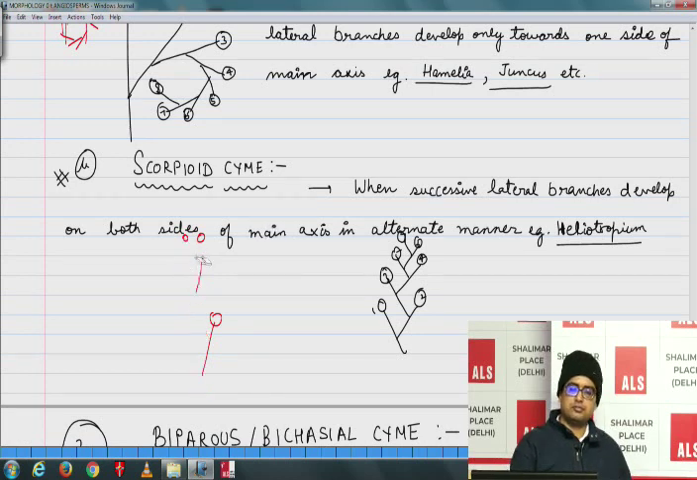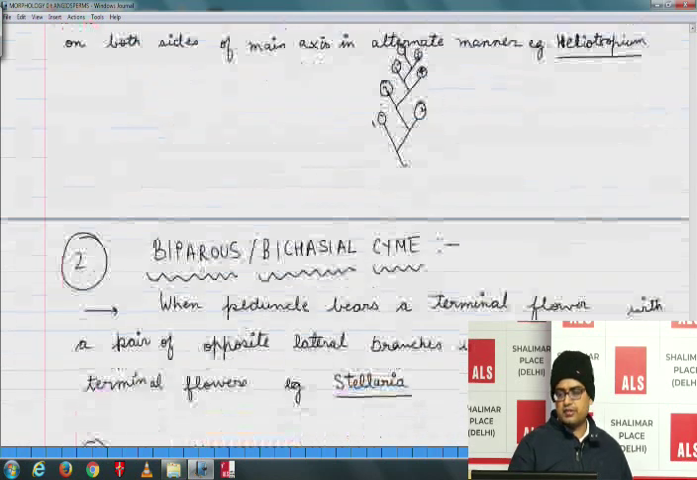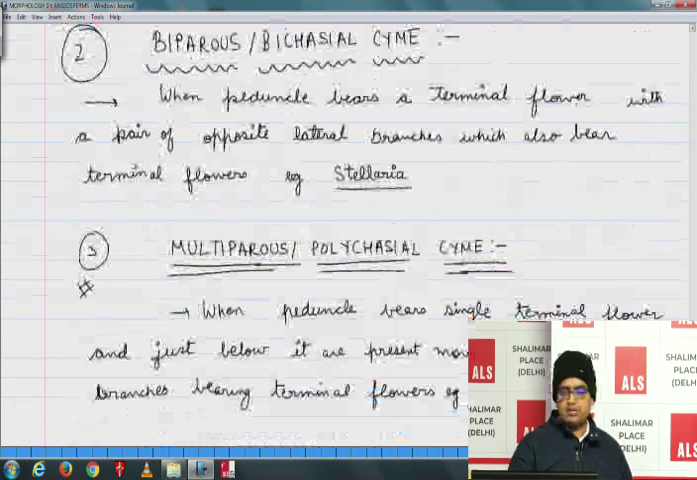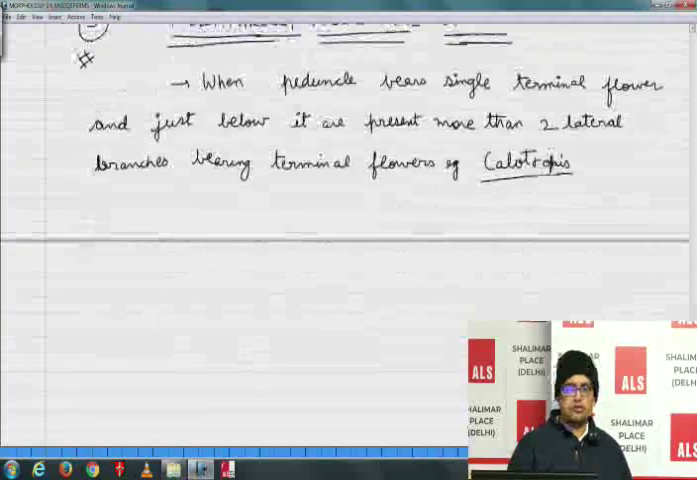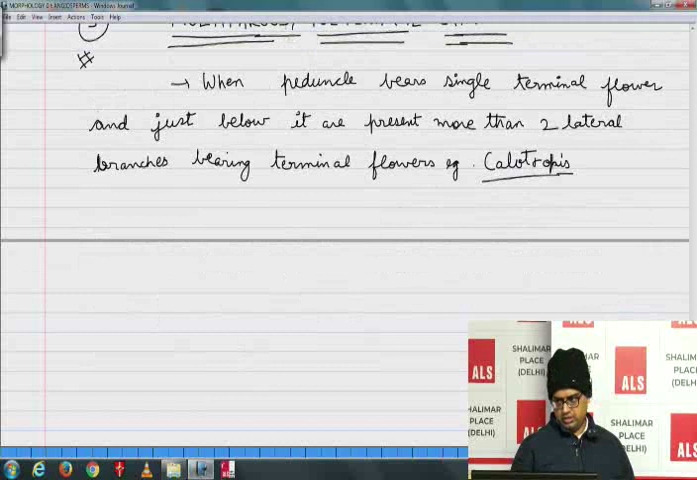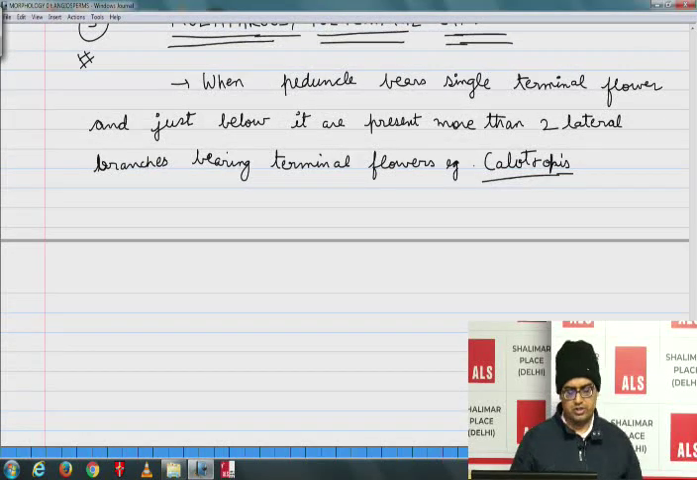All right. So we did this today. Example is Heliotropium. Then there is biparous cyme, multiparous cyme. That is all we need to know about inflorescence. All right. So inflorescence is over. Now let us move on to the next topic, which is parts of a flower.